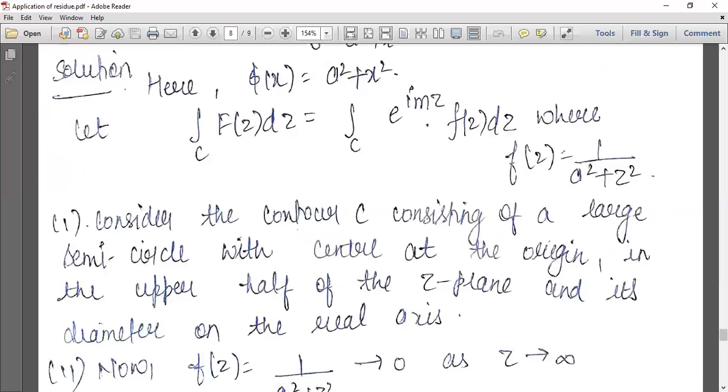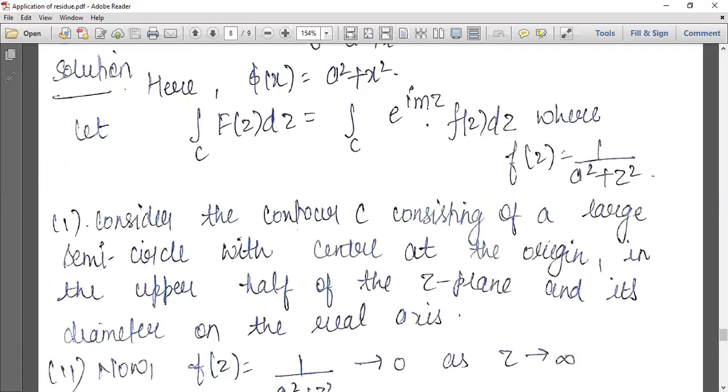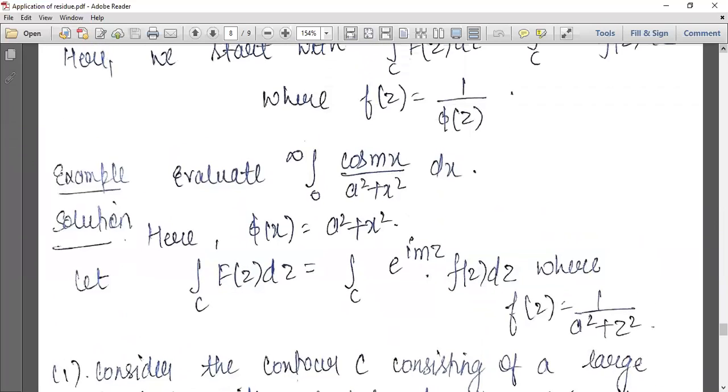So let's see my first question here. And here also we will have a contour, the same contour which we have used in our second type. So let's see. Evaluate the integral from 0 to infinity of cos mx divided by a square plus x square dx. So now here phi x is a square plus x square. So this will be e raised to the power i m z into f of z dz, where this f of z is 1 upon phi z, which is 1 upon a square plus z square.